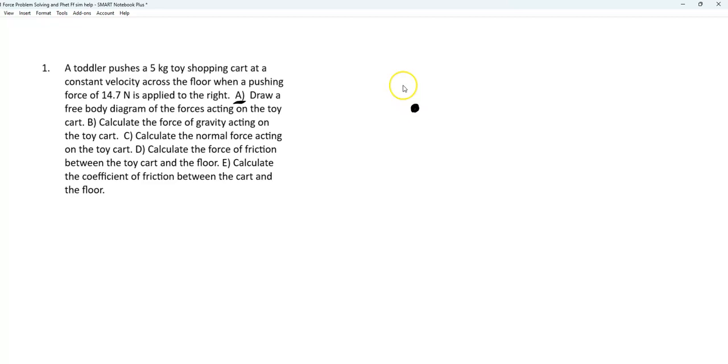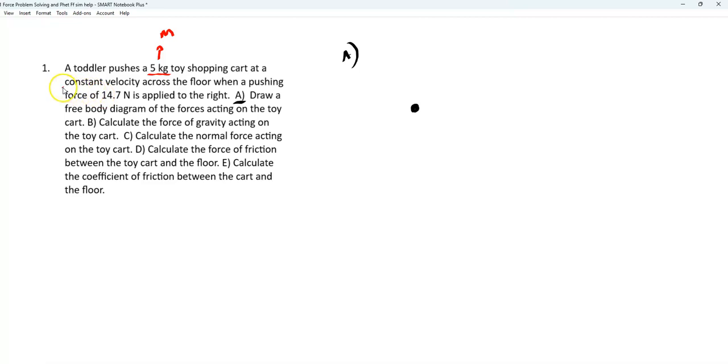So for part A, we're just going to draw a dot for the shopping cart, and we're going to draw the forces that we believe are acting on this shopping cart. So the dot represents a shopping cart. It doesn't matter. You can always just make the object a dot. Okay. And I'm going to go through and I'm going to underline things, and we're going to label what they mean. So the first number I come to is 5 kilograms. So kilograms is a measure of mass. So that's the mass of the cart. So that's the mass of the object that we care about.